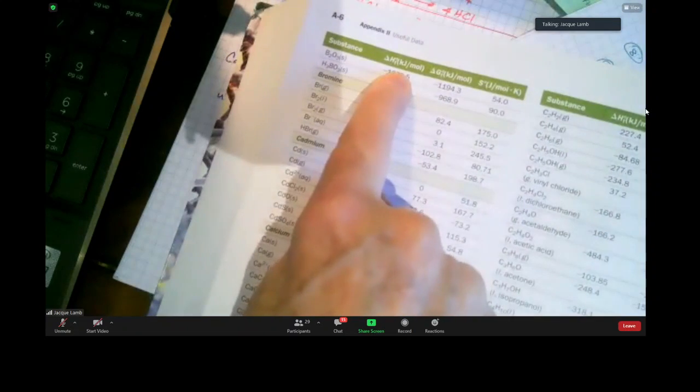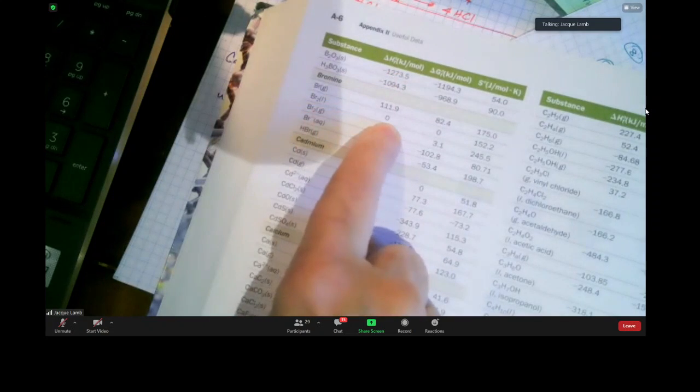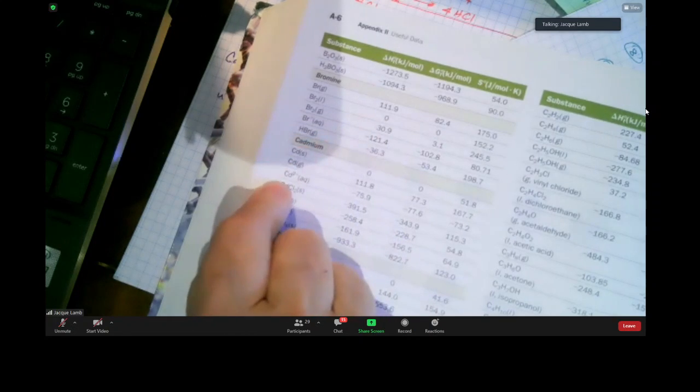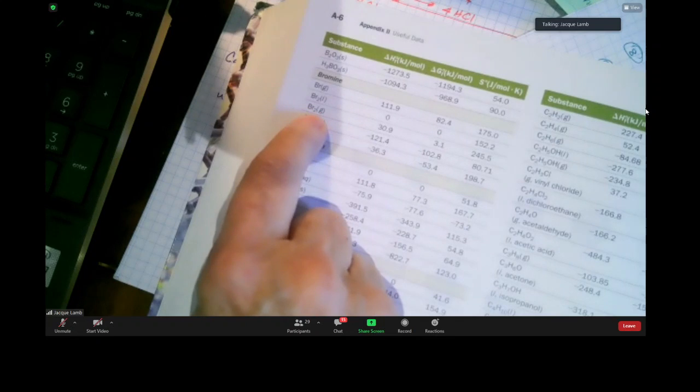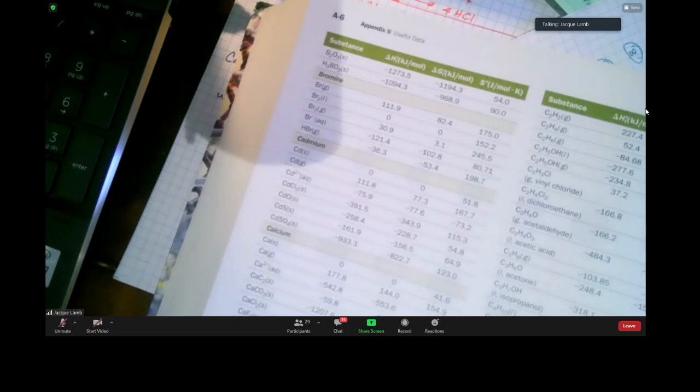This is the delta H of formation. And so you can look and see the bromine liquid, it's 0 because that's its standard state. But bromine as a gas, that's the delta H of vaporization. That's the amount of heat that you have to put in to vaporize it. So you can go through this and find all kinds of compounds. If you find water, you'll see water as a vapor, as a gas.